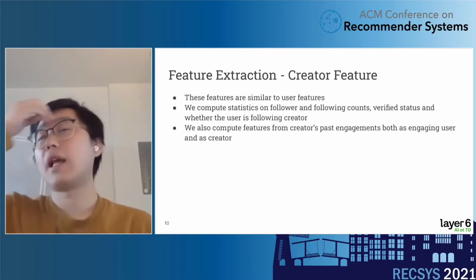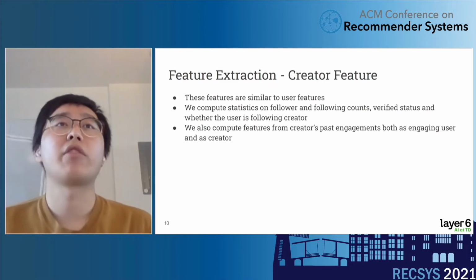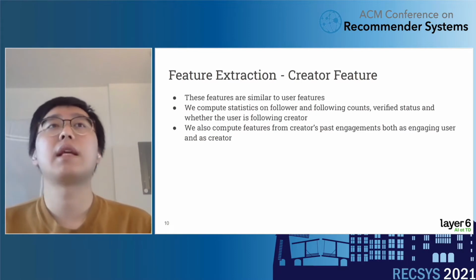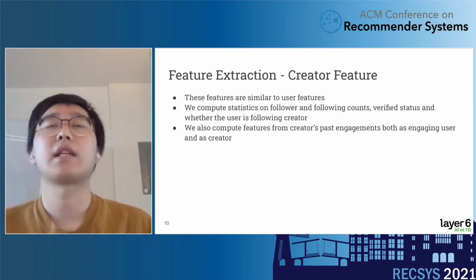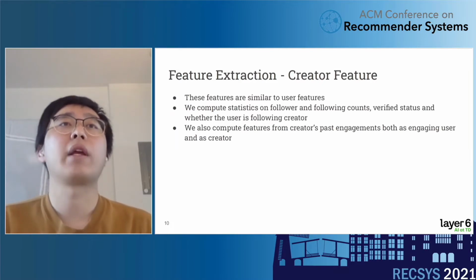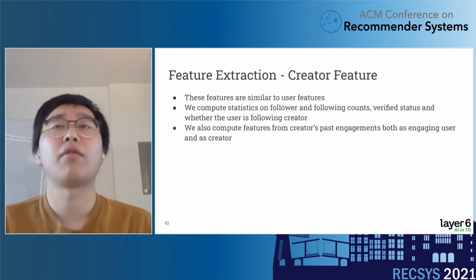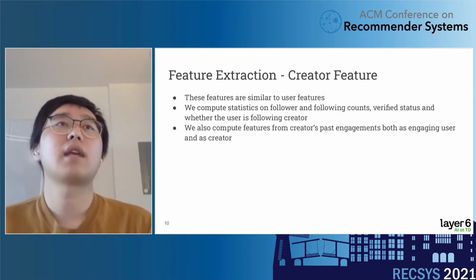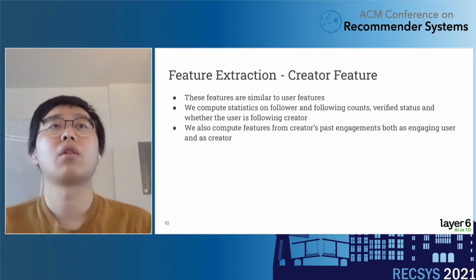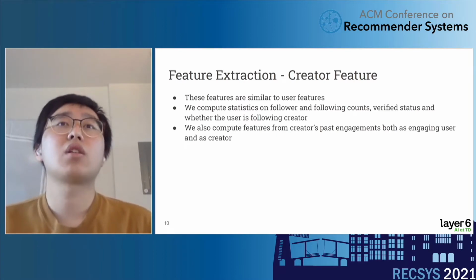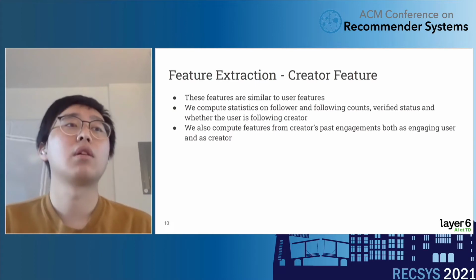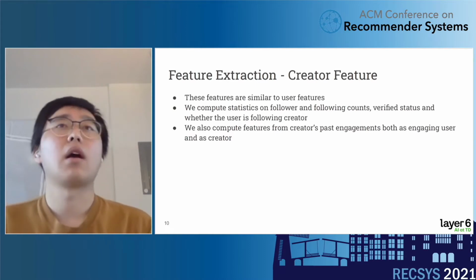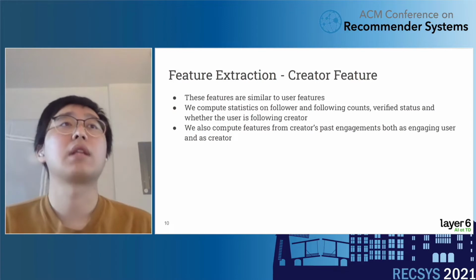Next, I will get into the next feature group, which is called the creator features. From the name, you can see it's quite similar to user features, as it's just summarizing all the information about the creator. So we also compute statistics on follower and following counts, verified status, and whether the user is following the creator. We also compute features from the creator's past engagement, both as engaging user and as creator. And this summarizes the creator-based features that we used in this competition.